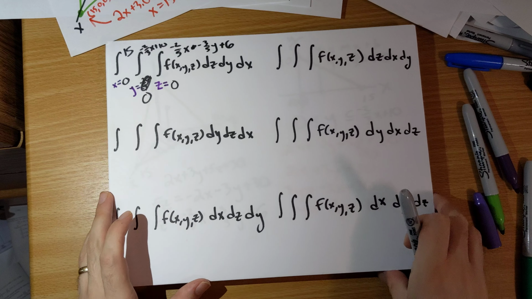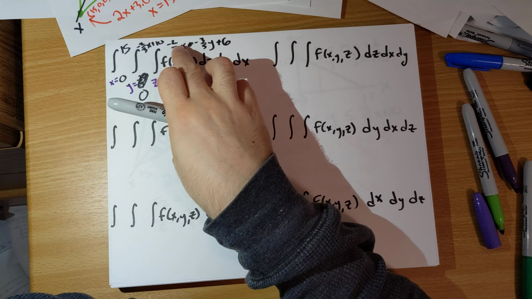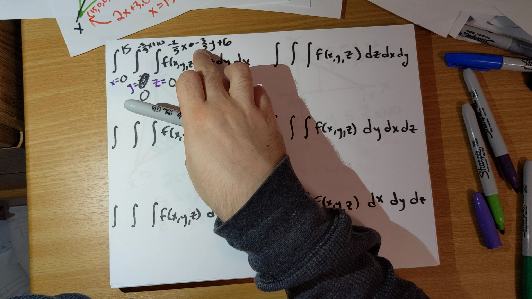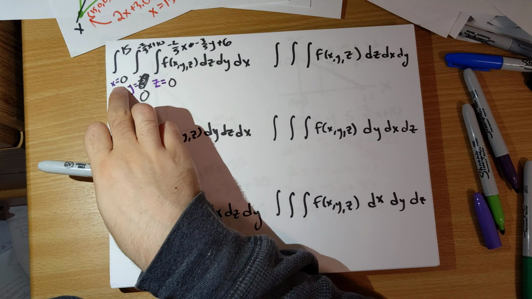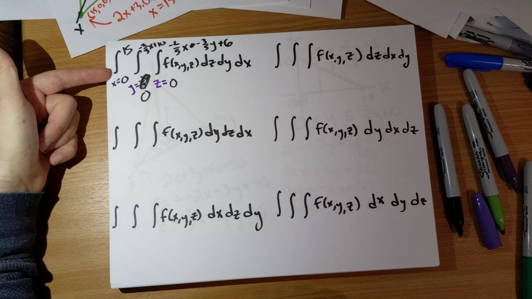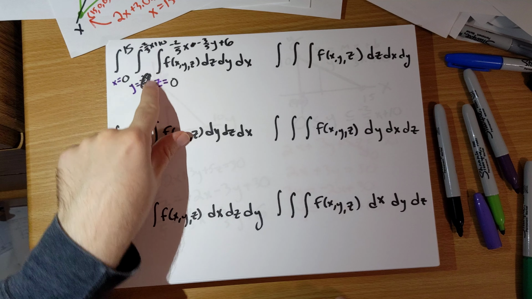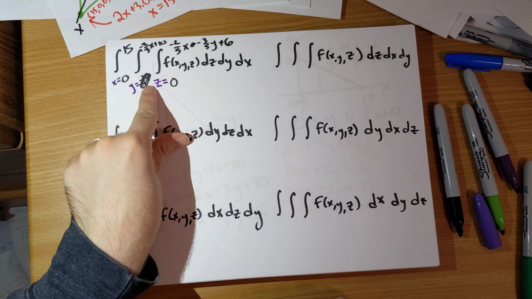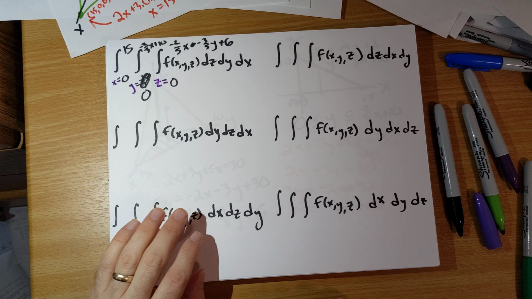So this is our final answer to the first part here. Z runs from 0 to negative 2/5 x minus 3/5 y plus 6. Y runs from 0 to negative 2/3 x plus 10. X runs from 0 to 15. Again, let me emphasize, our outside bounds are constant. These must be constant. Y bounds are allowed to depend on x, but cannot depend on z. Z bounds can depend on x and y.